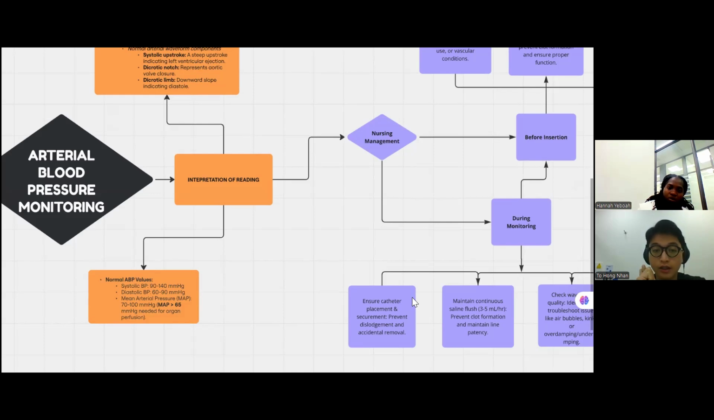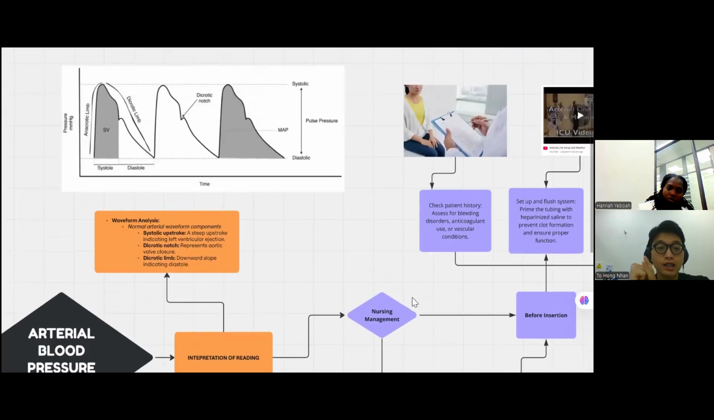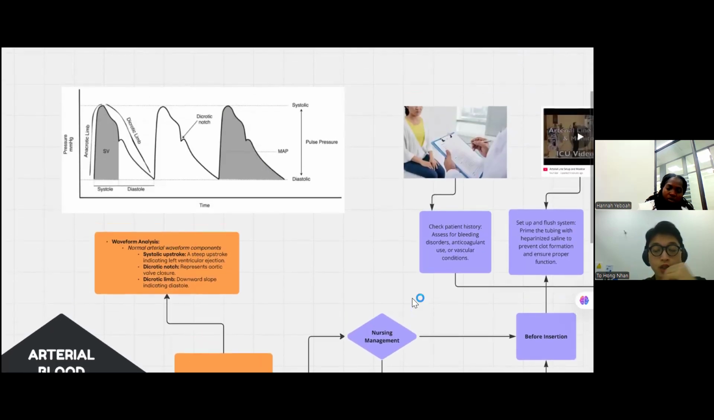For systolic, the normal range should be around 90 to 140 mmHg. Diastolic is 60 to 90, and the mean arterial pressure, which is the most important, should be around 70 to 100 or 105. But we need to make sure that as nursing professionals, the mean arterial pressure should be above 65 for proper organ perfusion.